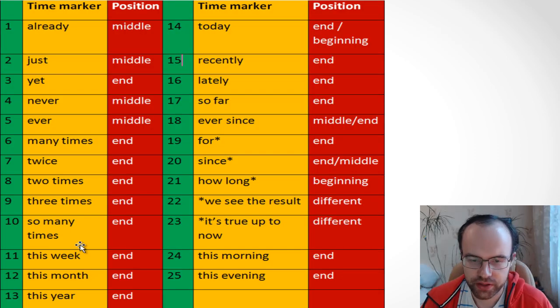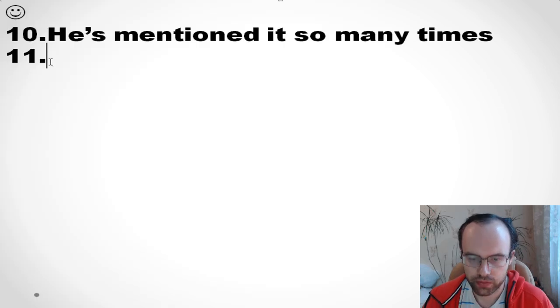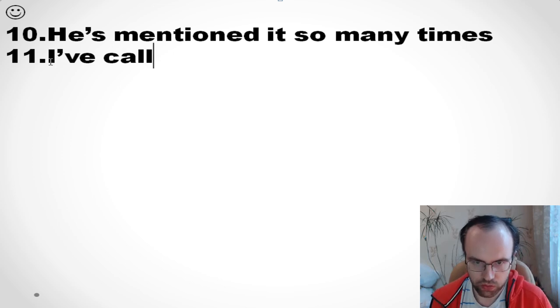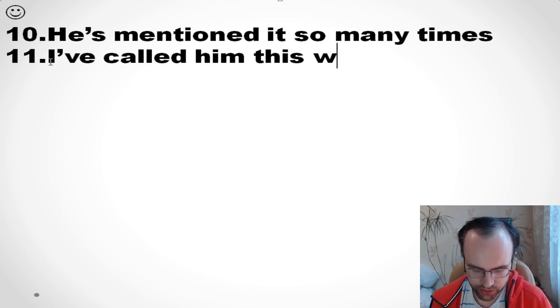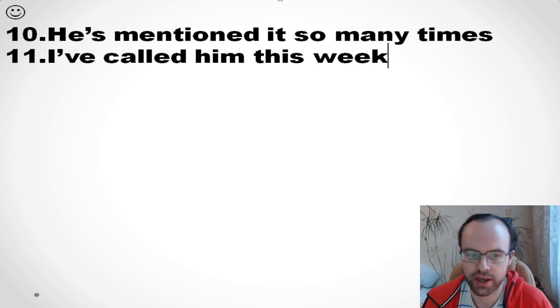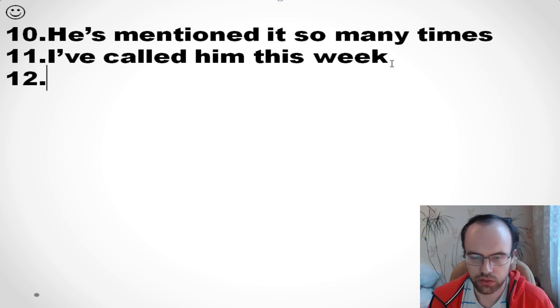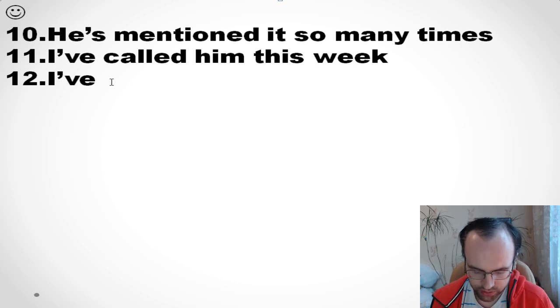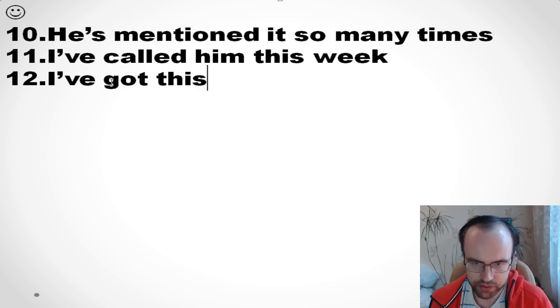Okay, so next. Different phrases or expressions with this. We put them in the end. So this week, this month, this year. For example, I've called him this week. So this week we put it in the end. Or this month. For example, I can say that I've got this letter this month. I've got, or I've received, this letter this month.